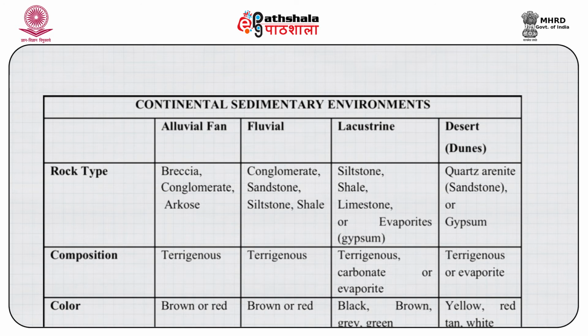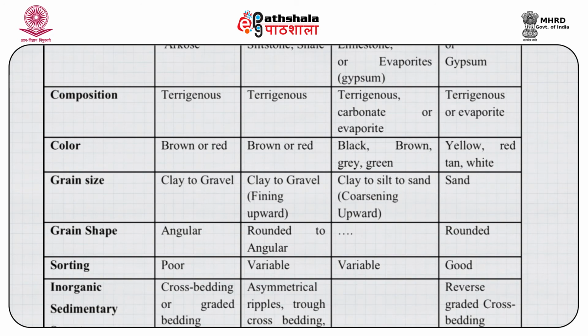So, suppose you are considering an alluvial fan, it is likely that the alluvial fan environment will be dominated by breccia, conglomerate and arkosic rock. And the composition of the alluvial fan sediments is likely to be terrigenous. They are of course depositing on the continent, so they should be terrigenous. The color is expected to be brown or red because it is within the oxidation zone.